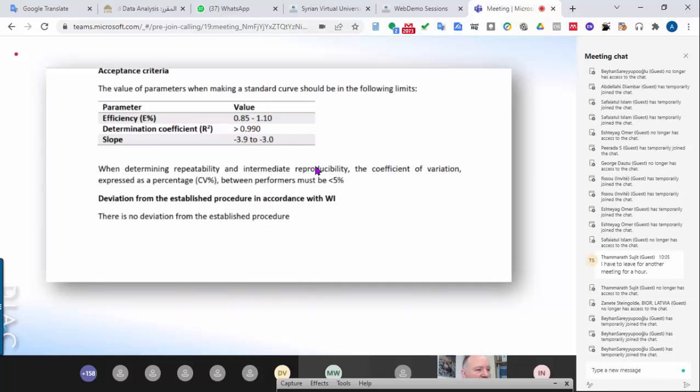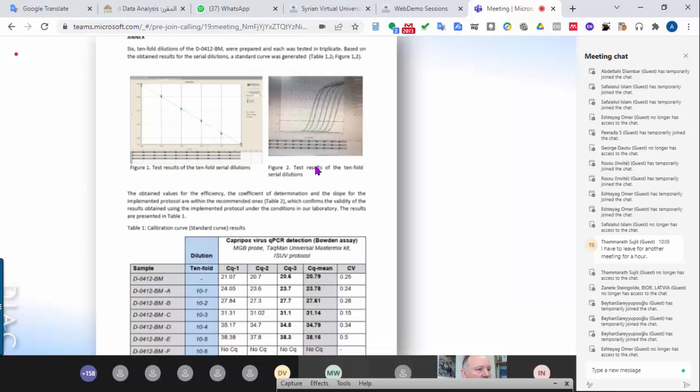And then you should mention any deviation from the established procedure within your working instruction in your quality manual, and of course if you perform everything according to your procedure, then no remarks there. And then after you describe all this, in the annex you should, as I said, put the actual data that you obtained during the study.